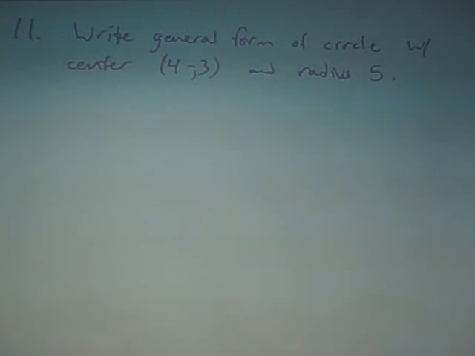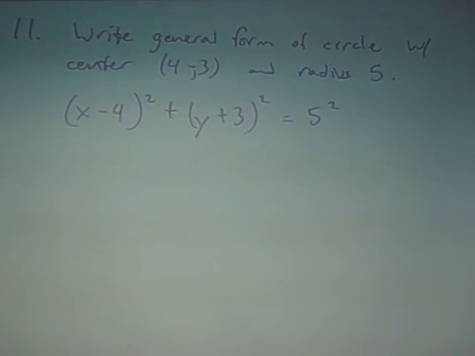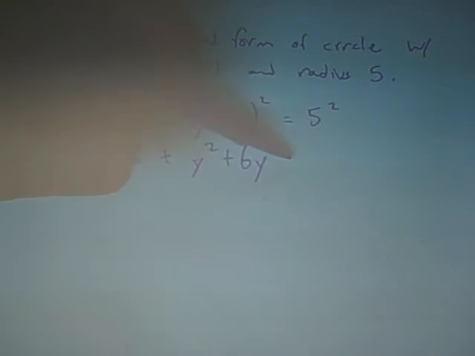Now the general form of a circle with center (4, -3) and radius 5. Let's go ahead and write the standard form first. It's x minus 4 squared plus y minus -3, so that's y plus 3 squared, is equal to 5 squared. And what we want to do is just multiply everything out. x minus 4 squared is x squared minus 8x plus 16 when we use FOIL. And the other one we get y squared plus 6y plus 9 is equal to 25.